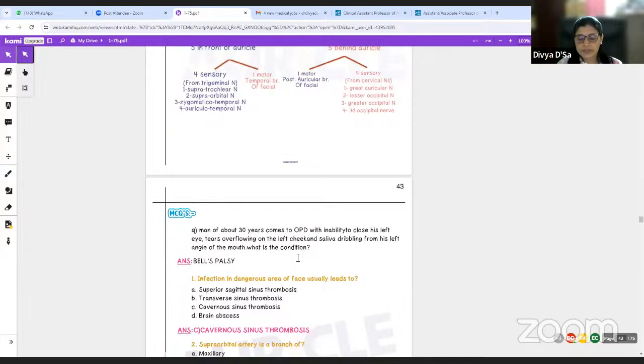So when one half of the face is affected, we call it a lower motor neuron lesion. A lower motor neuron lesion of the facial nerve is called Bell's palsy.